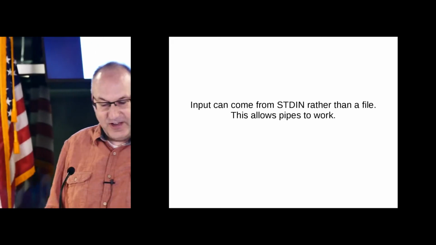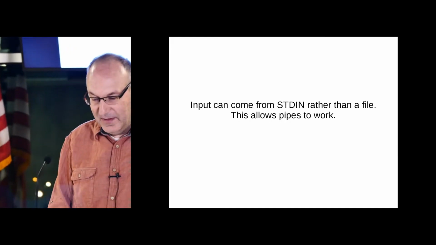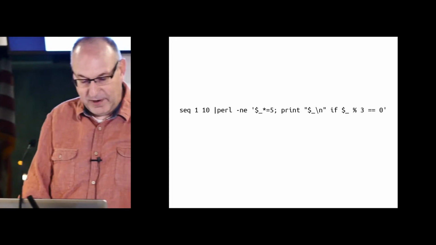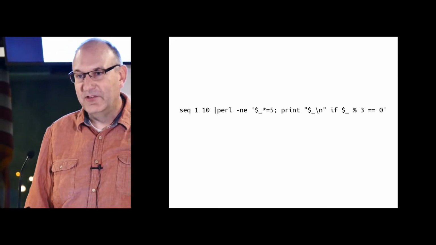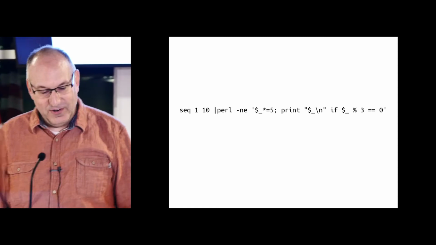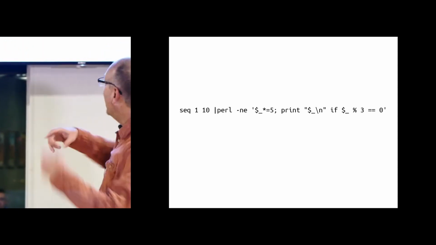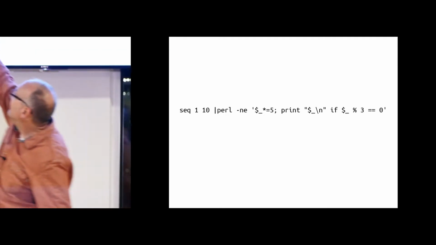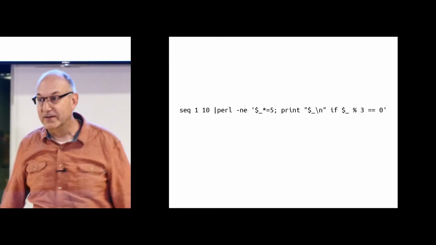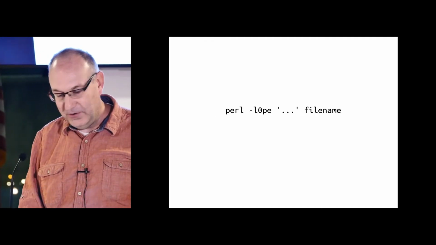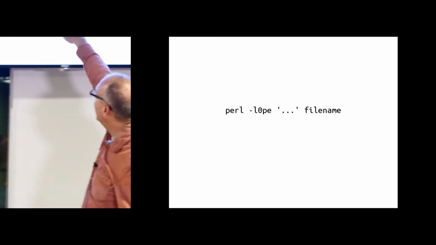Input can come from standard in rather than from a file. So in this case, we're piping sequence 1 through 10 into Perl. So that is entering Perl through standard in. And the implicit lines that are being read into $_ on each iteration are coming from standard in over here, being piped in, instead of from a file. And this would be as opposed to this where we have a file name and now it's going to iterate over each line of the file.